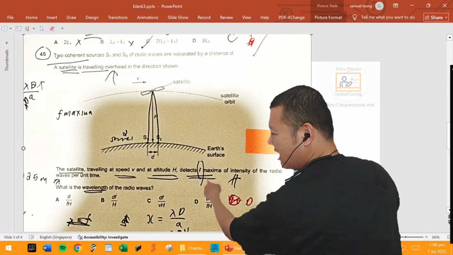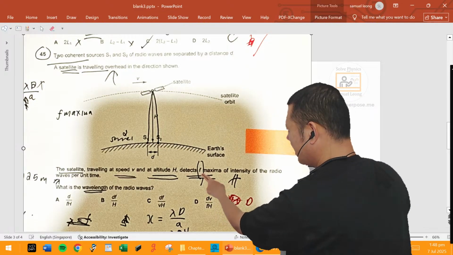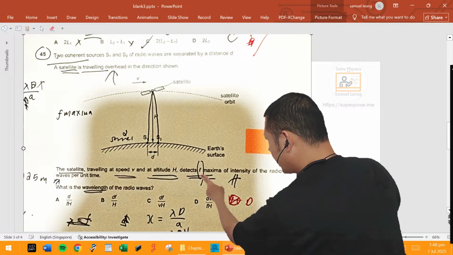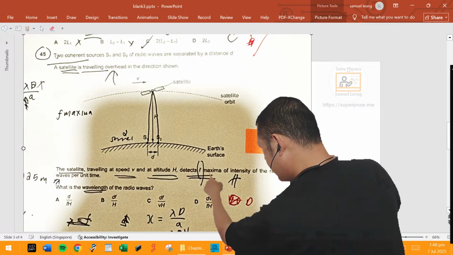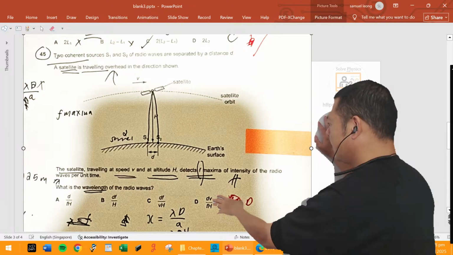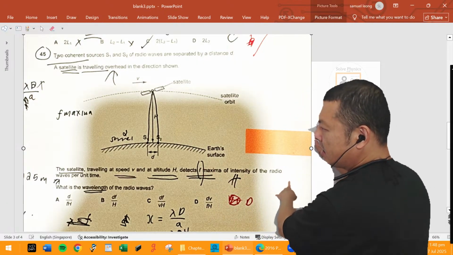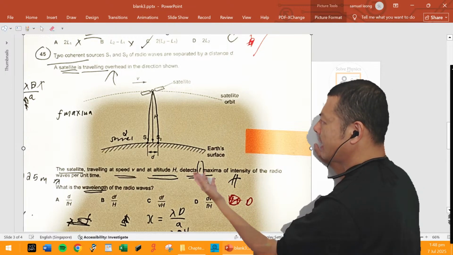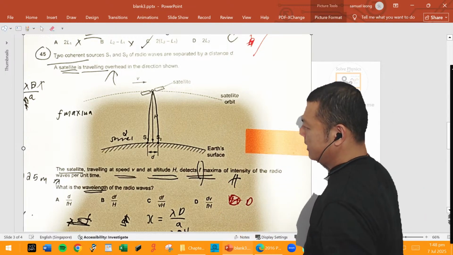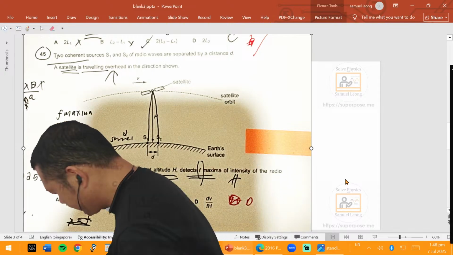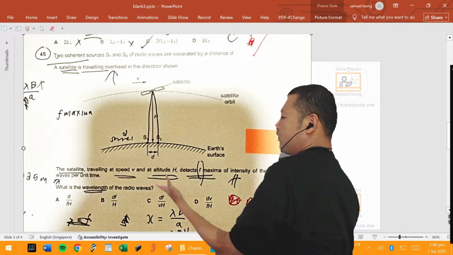Is this R? What? Oh, F. F, maxima of intensity per unit time. So frequency, right? Okay, that's fine. So this is again two source interference.